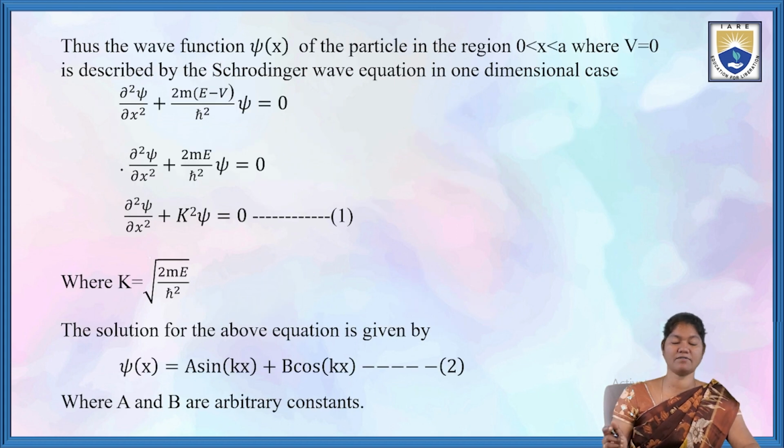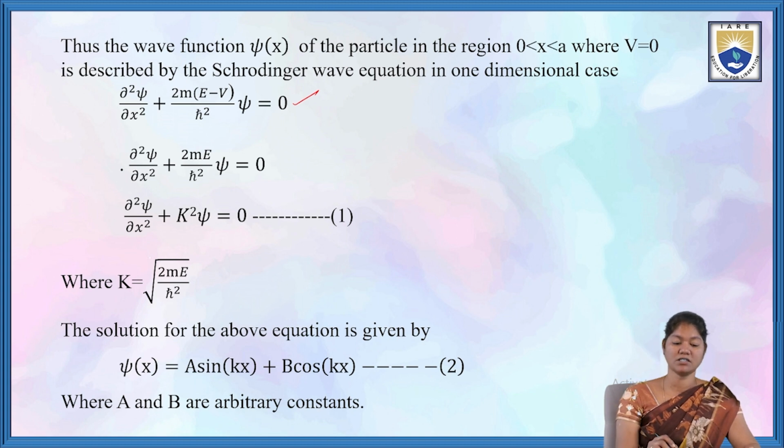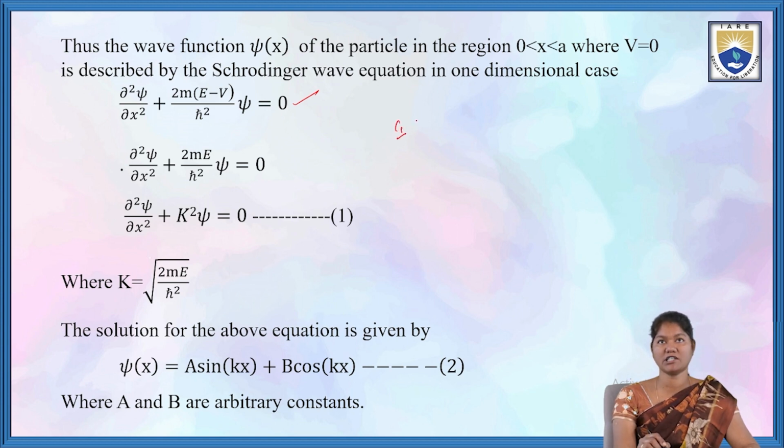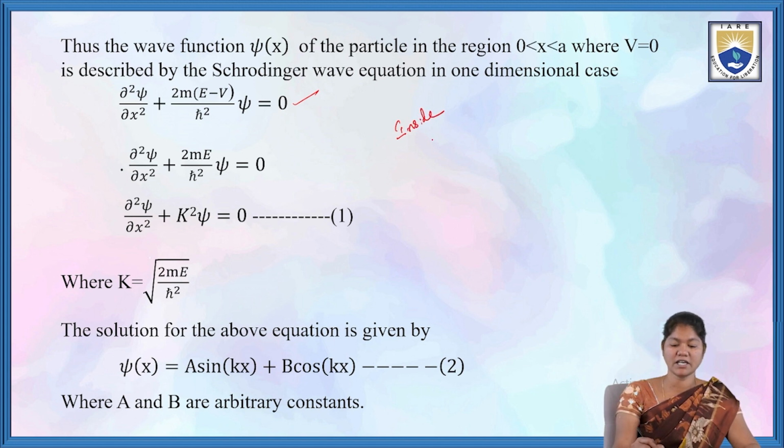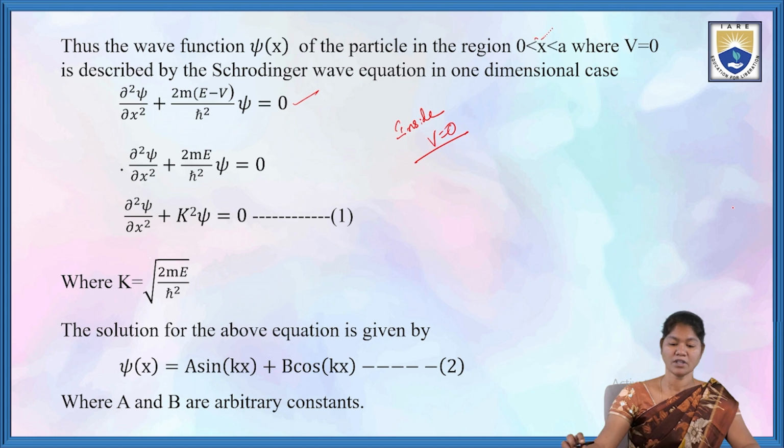Then we have taken Schrodinger's wave equation for the one-dimensional case: del square psi by del x square plus 2m into (E minus V) by h cross square into psi is equals to 0. Inside the potential box, the potential energy is uniform, so V is equals to 0 in the case of 0 less than x less than a.